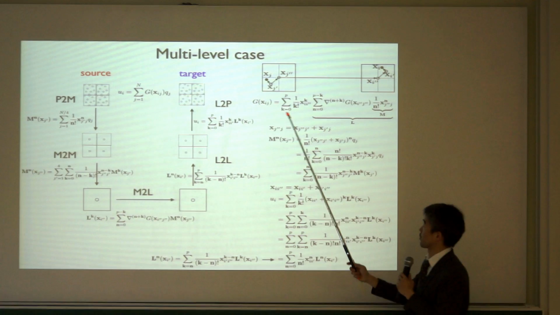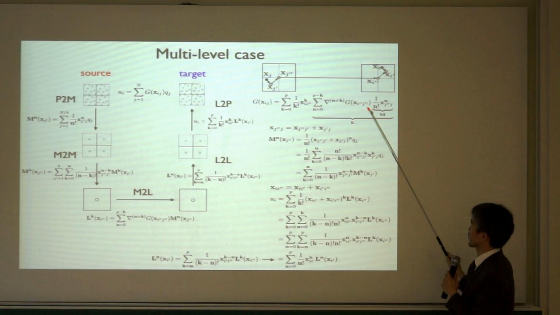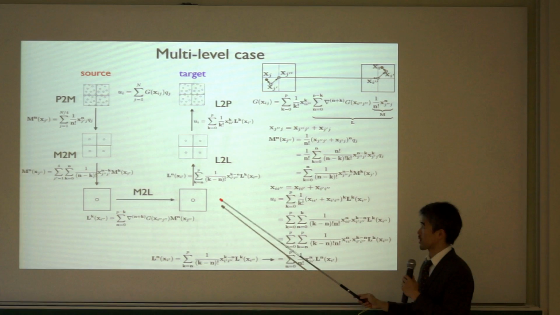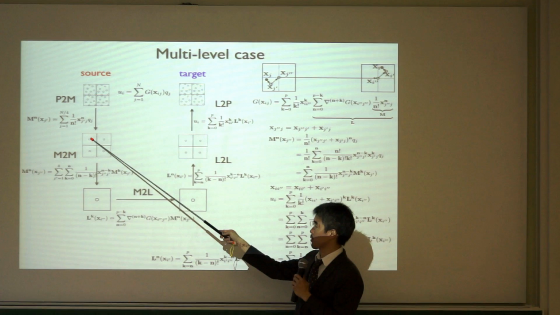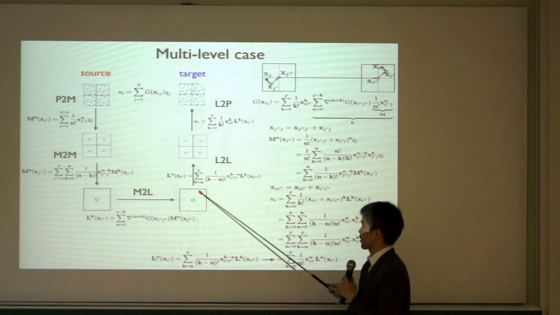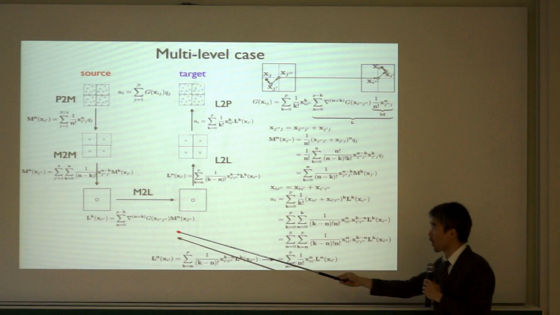This G, using Taylor expansion, turns into this long form where it has the multiple expansion and then local expansion, which gives you the end result. And by using the binomial theorem, you can construct operators that turn multiple expansions of smaller boxes into larger boxes, and local expansions of larger boxes into smaller boxes. So with all these operations, the only complicated one is probably this part here.